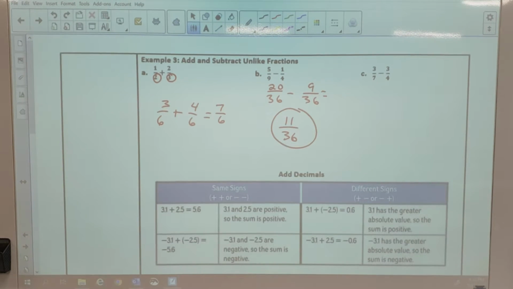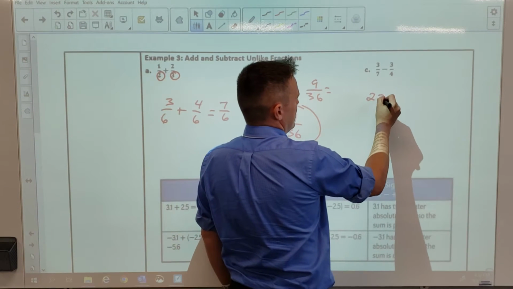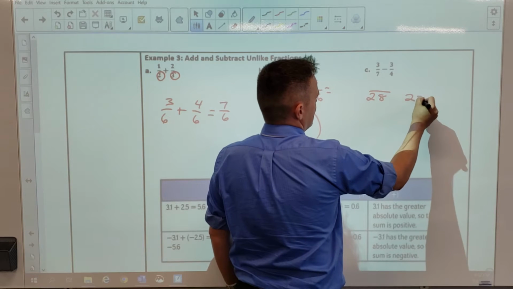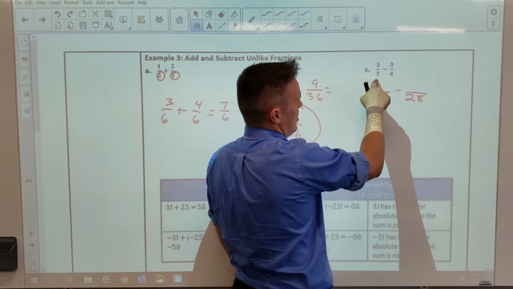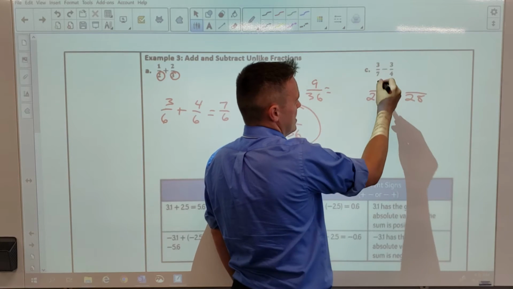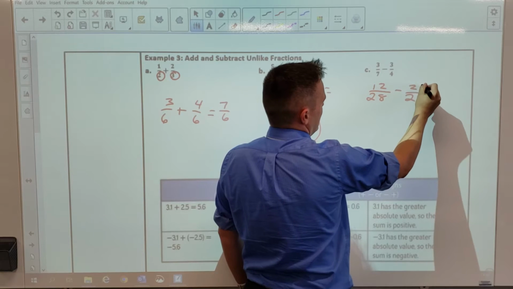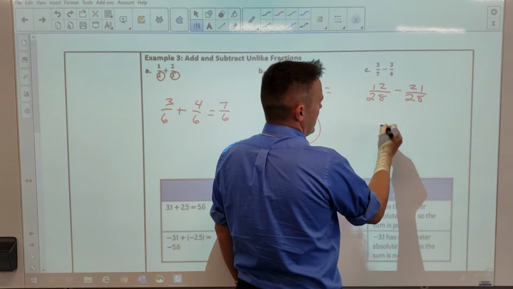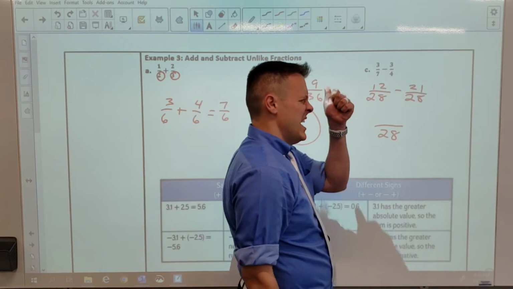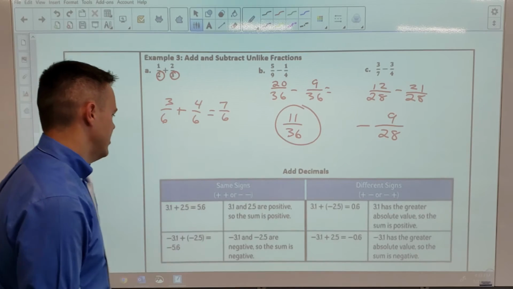All right, when you set that up, ladies and gentlemen, please make sure you have it to 28 over 28, and it'd be minus, okay? And then as you go through here, what number did you multiply? 4, so 4 times 3 is 12. This would have been 7. 7 times 3 is 21. So 12 minus 21 is going to be over 28, but it'd be what? 8, 9, and it's a negative, okay?